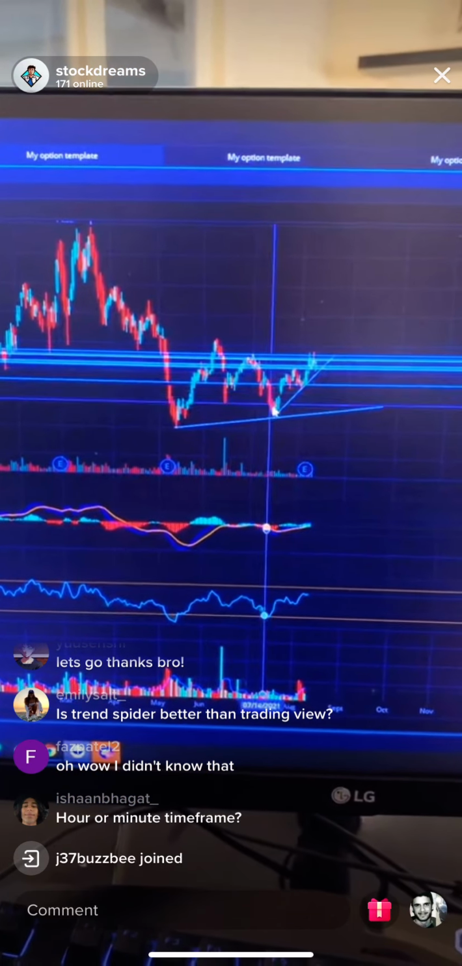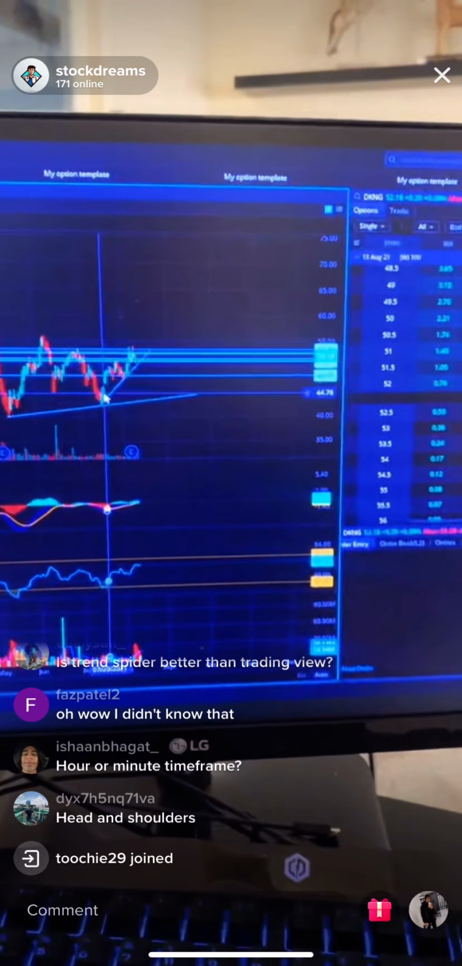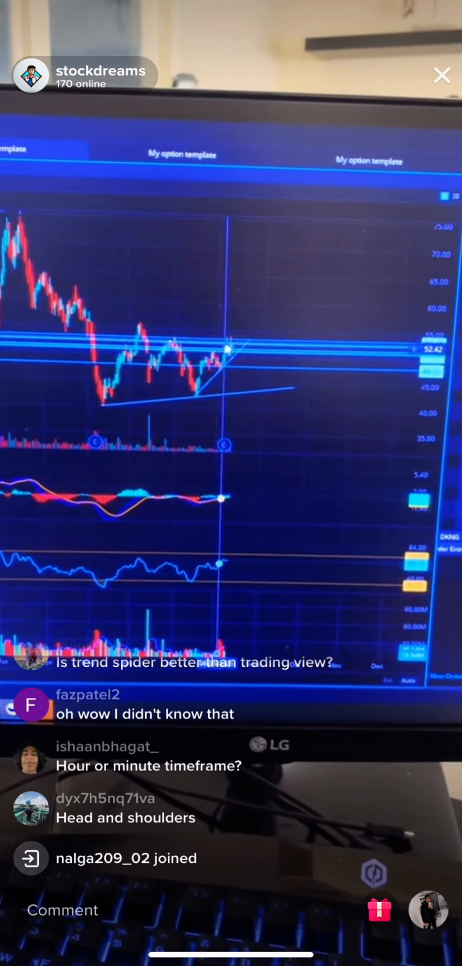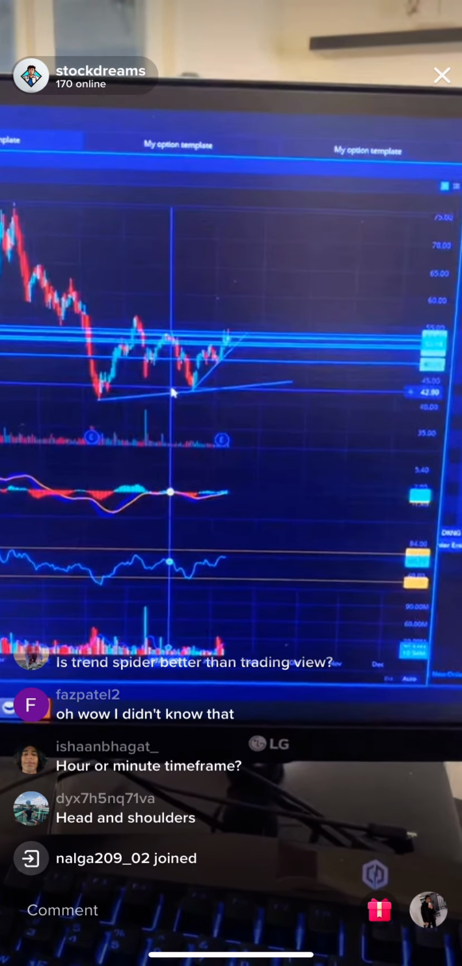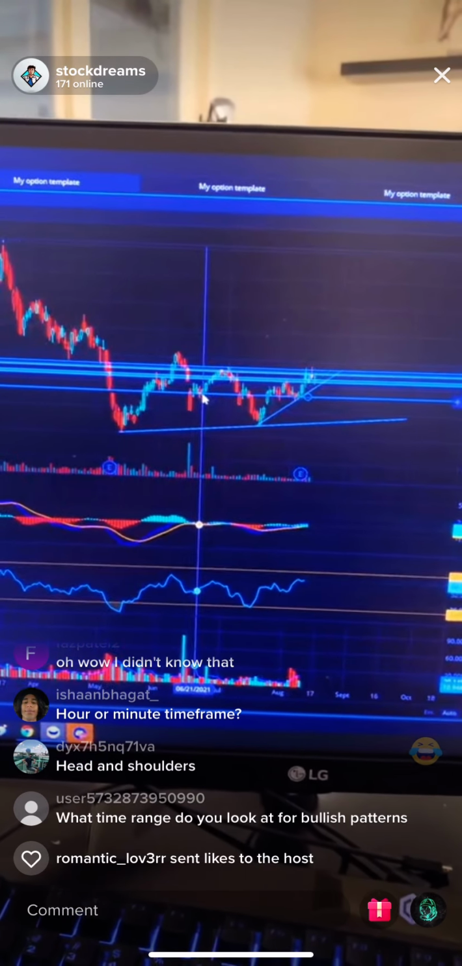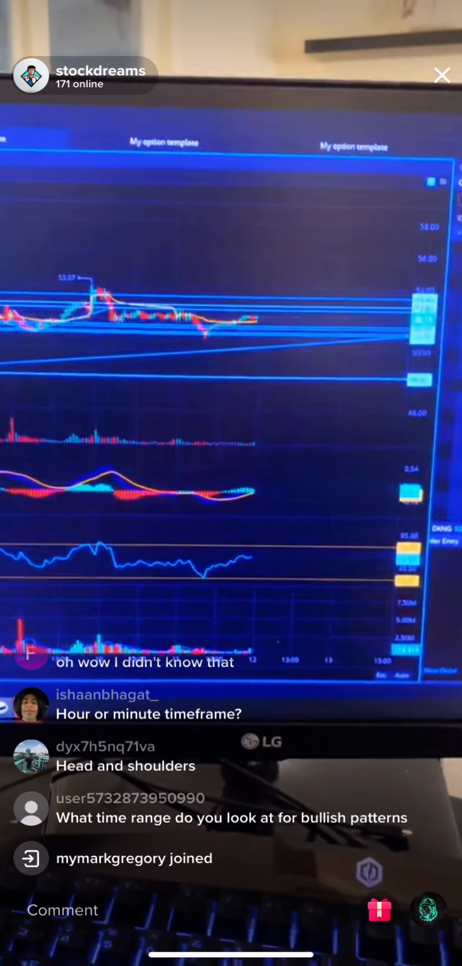And if you bought DraftKings right here, if you bought around here at this double bottom, you would have been up crazy because that's a very bullish indication right here. What else can we see? Let me go on the 15-minute on DraftKings.